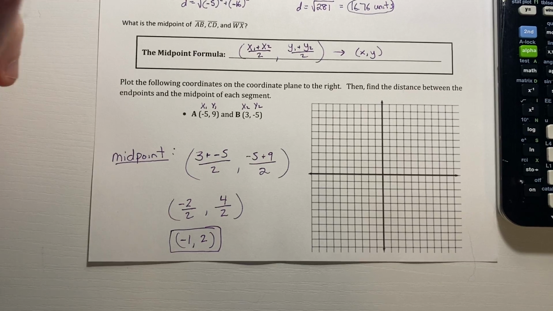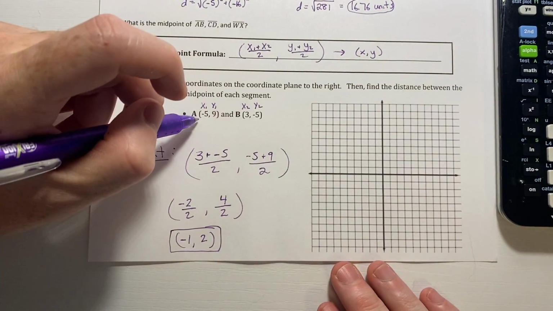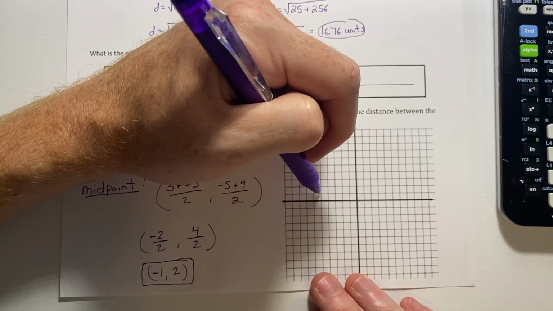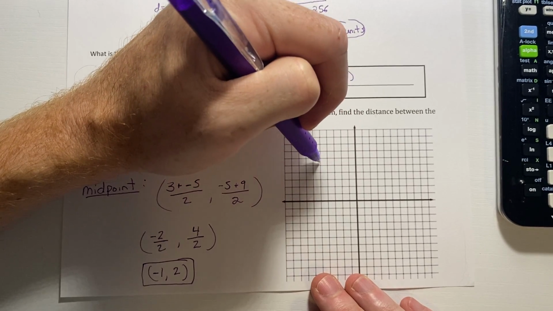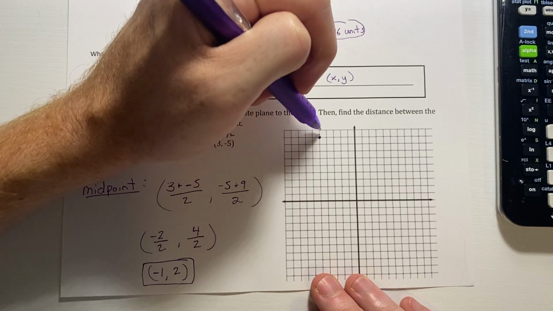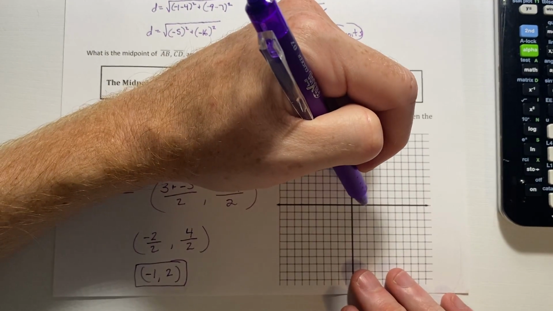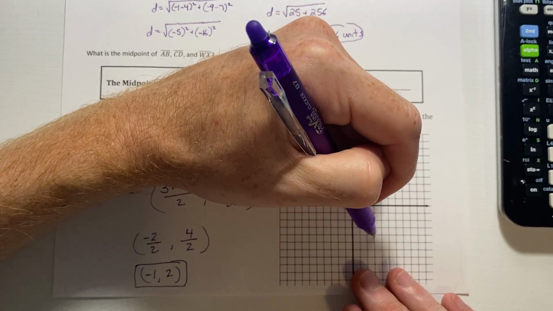If I wanted to show this just graphically, I can quickly go ahead and plot these points. I have a negative 5 and a 9. So 1, 2, 3, 4, 5, and up 9. 1, 2, 3, 4, 5, 6, 7, 8, 9. This is point A. And then point B is 3, negative 5. So 1, 2, 3, 1, 2, 3, 4, 5.